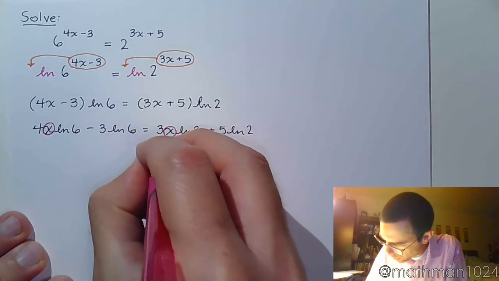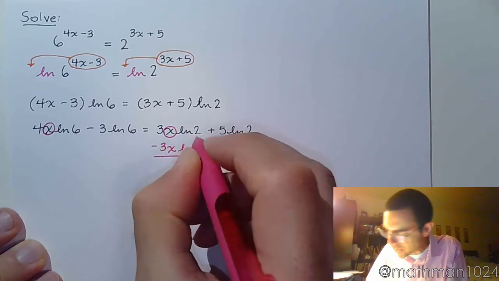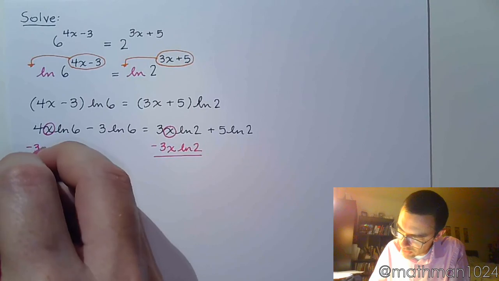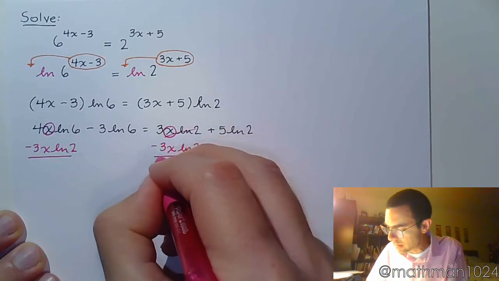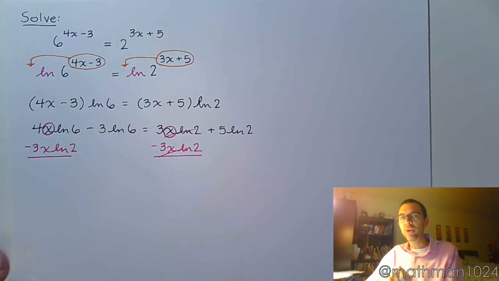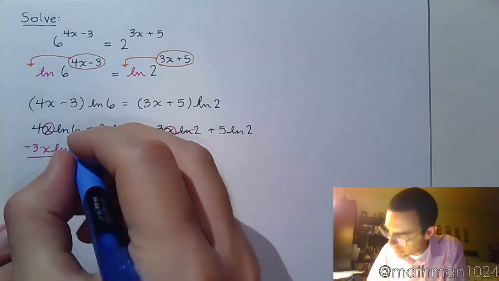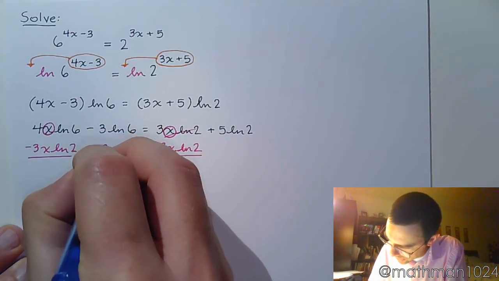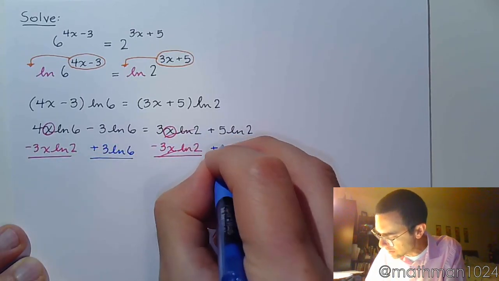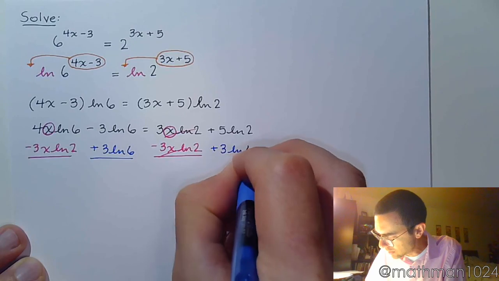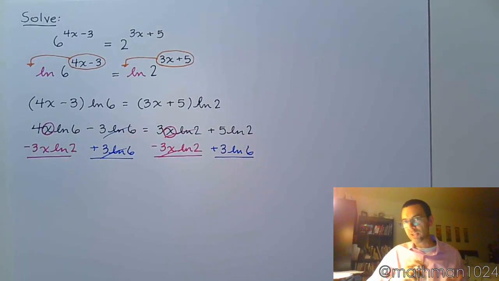So, first and foremost, we're going to subtract 3x natural log of 2 from the right to move it to the left. Okay, you're gone. And if we bring all of the variables to the left, the constants need to go to the right side. So I do that just by adding, in this case, 3 times the natural log of 6. All right, now let's see what we have.